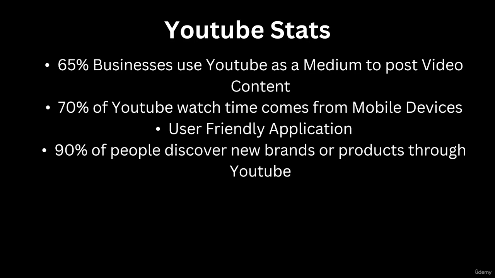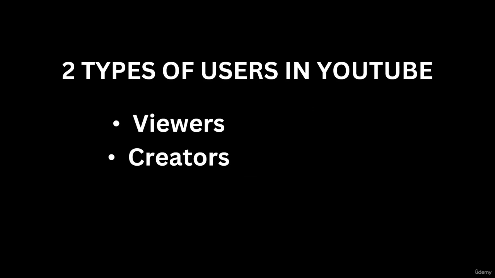Okay, so in YouTube, we basically have two kinds of users. Let's see what the two types of users in YouTube are. The first one is viewers. Okay, if I'm watching a video of any particular individual, or of any singer, or of any football team, I am a viewer over there. I am just looking at things for my entertainment or educational purposes. So I am a viewer there.